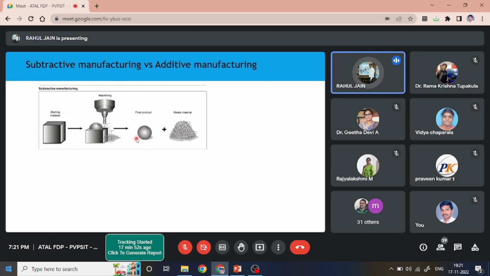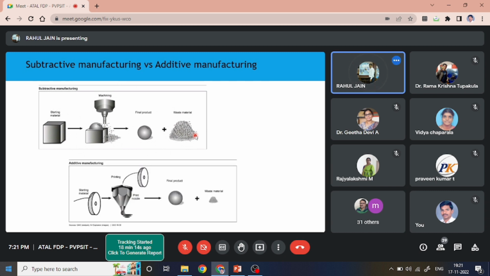In this particular case, it is a sphere. And what is happening, you have a lot of waste material in this, right? Because of the machining, a lot of chips and wastage are coming, which leads to a lot of wastage of the material. Needless to say, this wastage can be recycled and used again as the starting material, but that will require additional energy and additional effort.